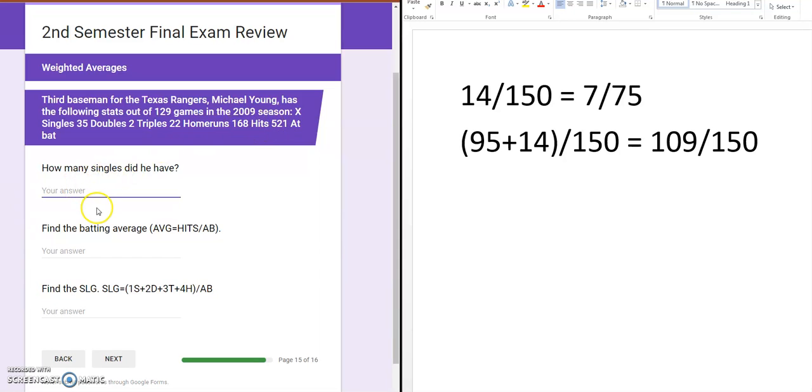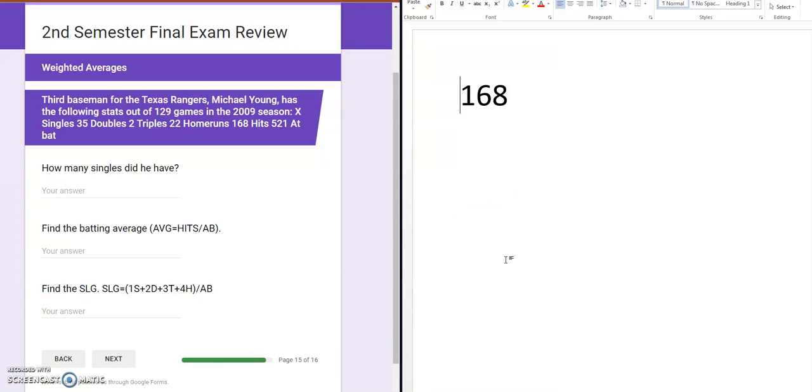Well, to figure out the number of singles, you take the total hits, which is 168, and then you subtract everything else. So 35 doubles, 2 triples, 22 home runs, and that's going to equal 109 singles.